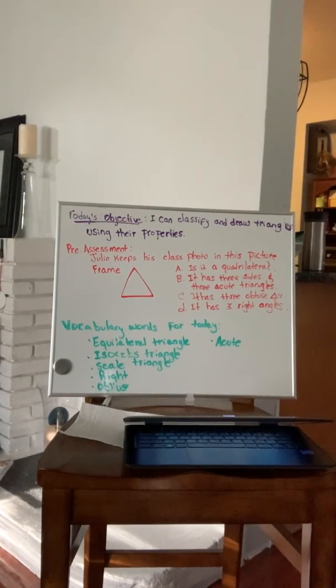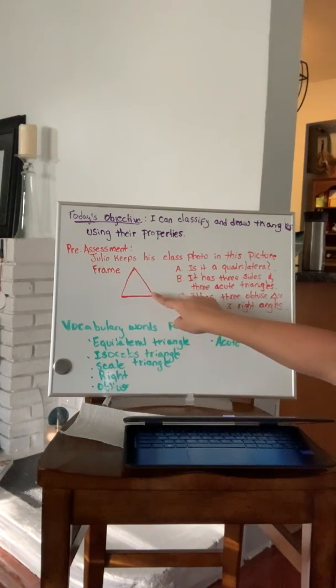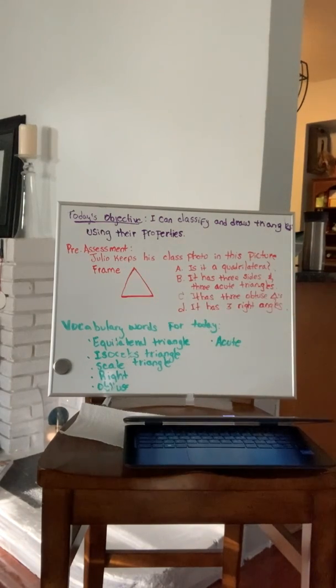It says, Julio keeps his class photo in this picture frame right here. See that? It's a triangle. Now, the answers. A, is it a quadrilateral? B, it has three sides and three acute angles. C, it has three obtuse angles. Or D, it has three right angles. Which one do you think is going to be the answer to that? And we'll come back to that a little bit later on.